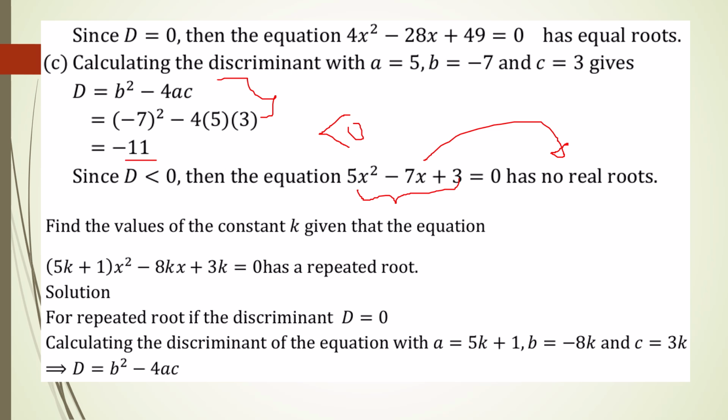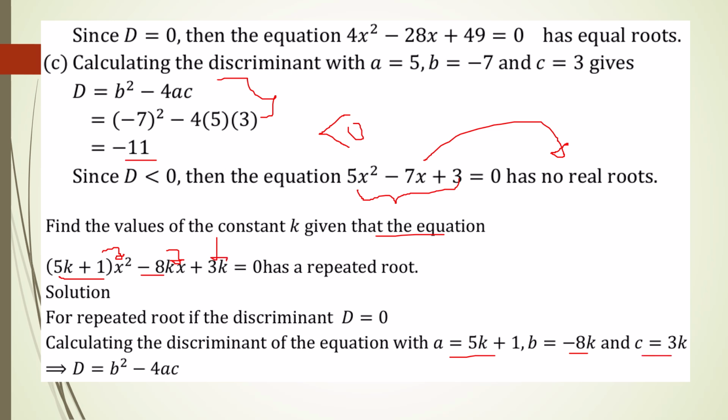Now we are going to elaborate the same concept onto this other item. I told you to find the values of the constant k given this equation. Just like the previous one, here we're having constants. The value of A is always going to be the coefficient of x squared. The value of B is going to be the coefficient of x. In this equation, A is equal to 5k plus 1. Our B is equal to -8k because it's the coefficient of x. And then our C, which is the value without any attachment to x, is 3k. That's why you're seeing it here.